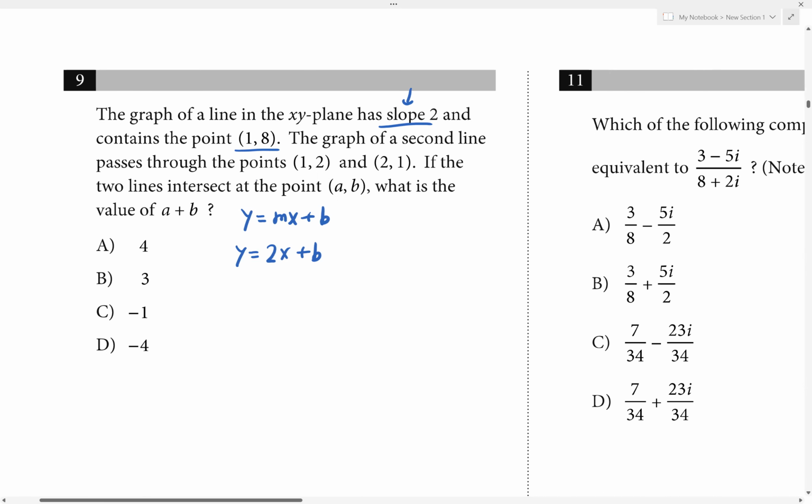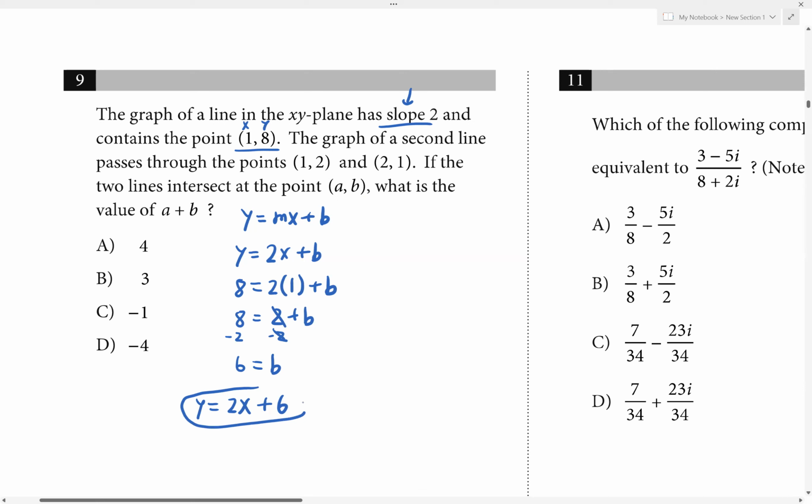So you can plug the point into the equation. (1, 8) is (x, y), so you can plug in the x and the y value. It'll be 8 equals 2 times 1 plus b. To solve for b, this is 8 equals 2 plus b, and then we do minus 2 on both sides, so b equals 6. Okay, so the equation for the first line is y equals 6x, no, my bad, y equals 2x plus 6.